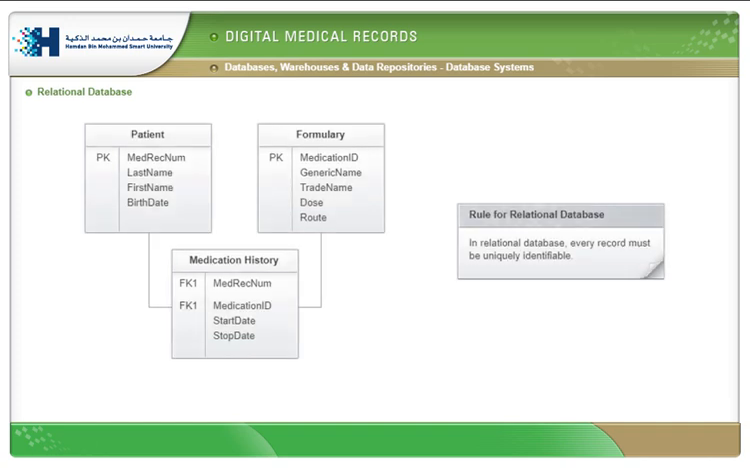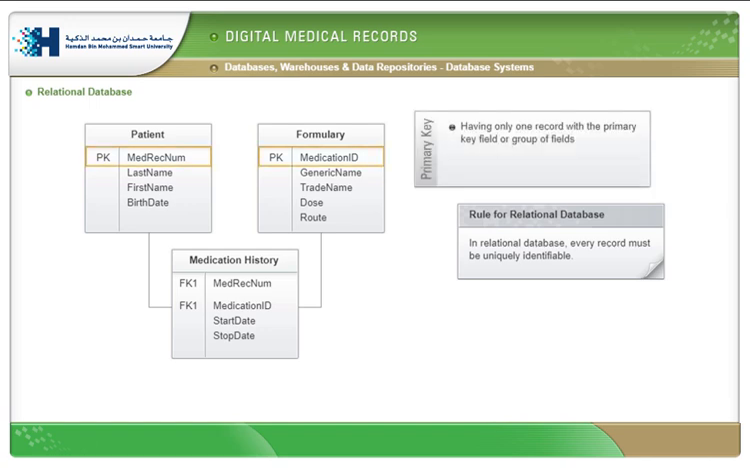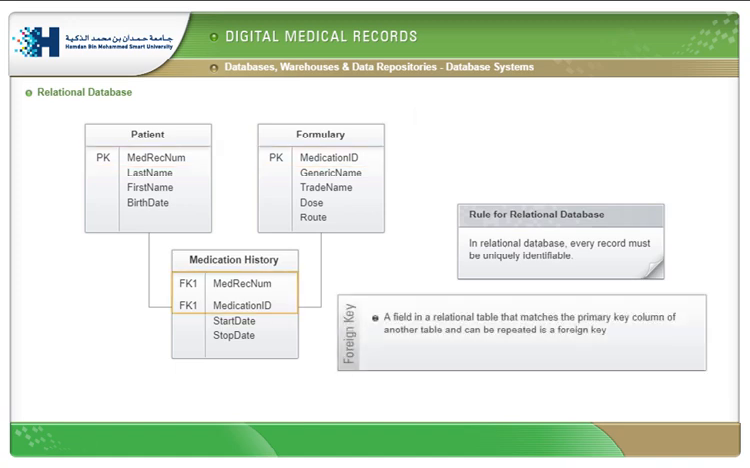In relational database, every record must be uniquely identifiable. This is accomplished by having only one record with the primary key field or group of fields. This table is referred to as the one side of a relation. A field in a relational table that matches the primary key column of another table and can be repeated is a foreign key. This table is referred to as the many side of a relation.